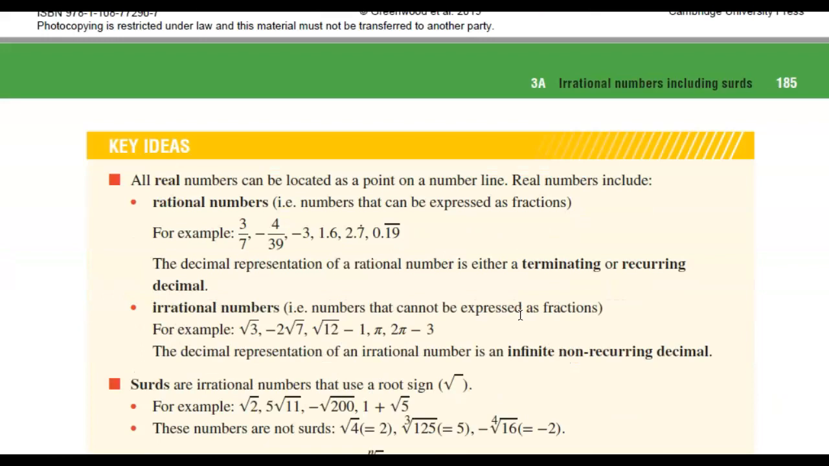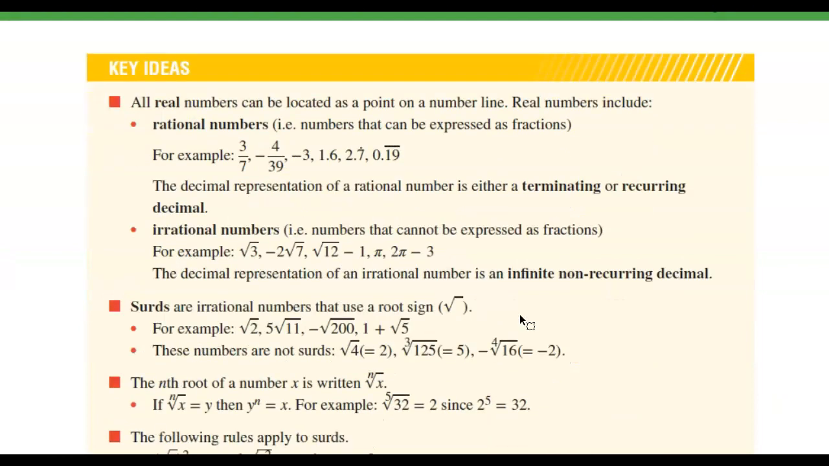All right, so I'm going to just scroll through to the key ideas. Now, it's important that you put these key ideas into your bound reference. Okay, so I'm just going to read through these points, but you need to put them in your bound reference. So all real numbers can be located as a point on a number line. What it means by real numbers is we can have real or imaginary numbers. And I'm not telling a joke here.